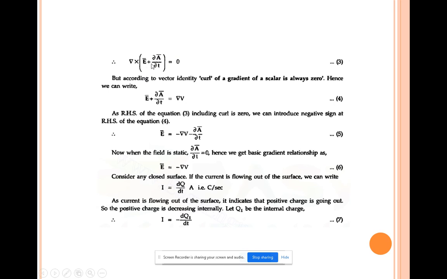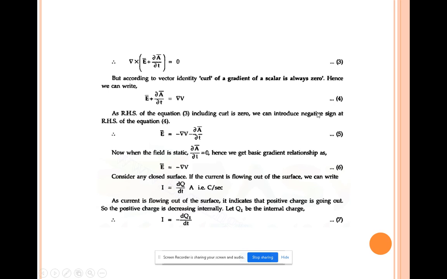Then del B equal to E vector plus dou A vector by dou T equal to 0. That is why we equate this with del B. Understand? This is the gradient. So we have written the gradient term here as the right hand side of the equation. Okay. Including curl is 0.